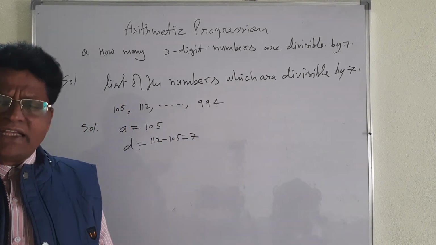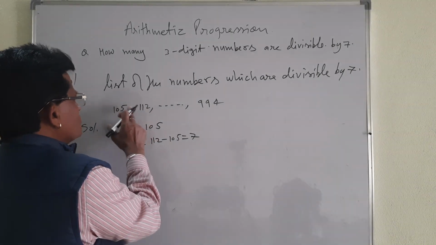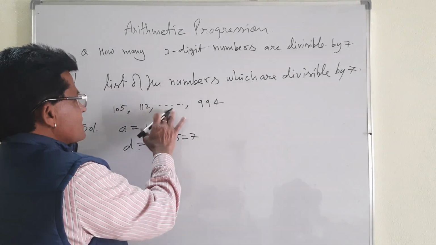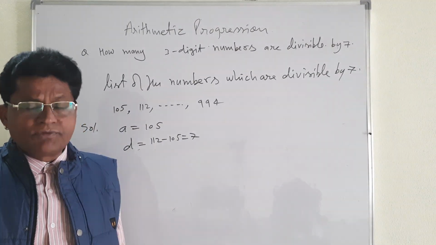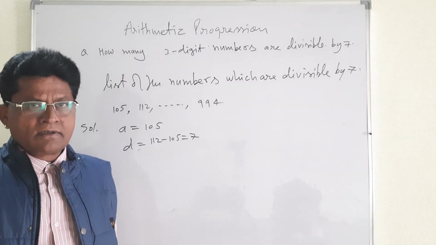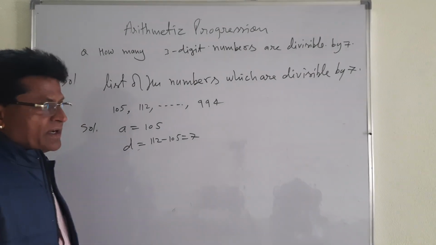Automatically, the difference between all the numbers will be 7. You see, between these two consecutive numbers the difference is 7. And if you take any other two consecutive numbers, the difference will be 7.